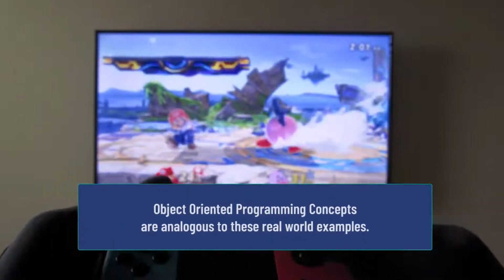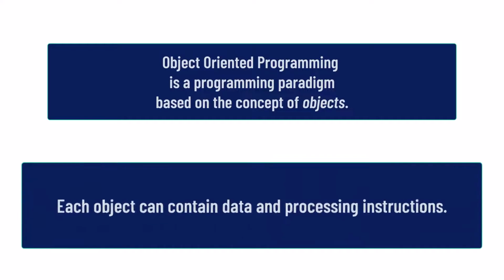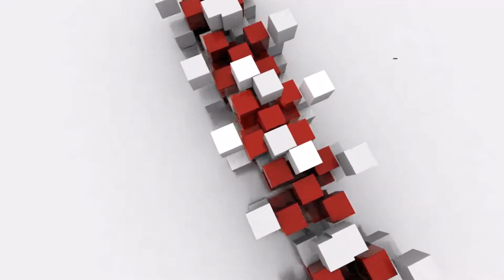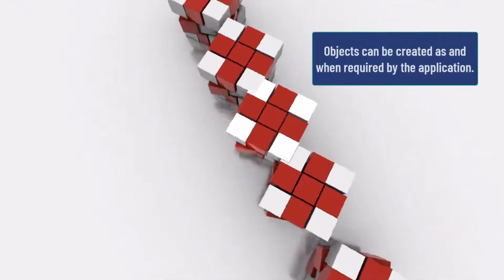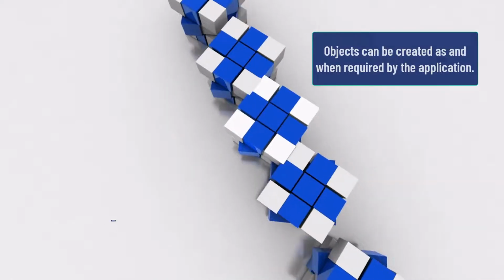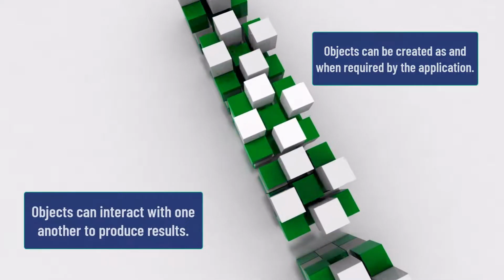Object-oriented programming is a programming methodology in which everything is based on the concept of objects. Each object can contain some information or data as well as the processing instructions which are required for processing that data. In object-oriented programming, a computer program basically contains a lot of objects. The objects are created as and when they are needed. Many of those objects interact with one another to produce some meaningful results.